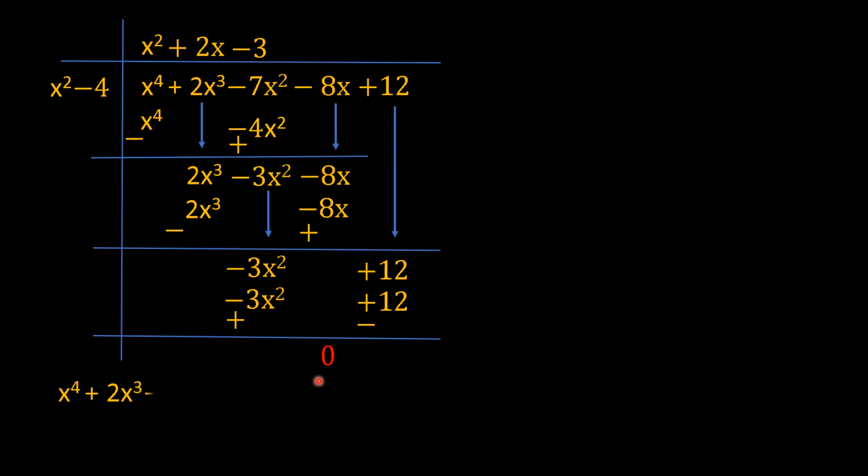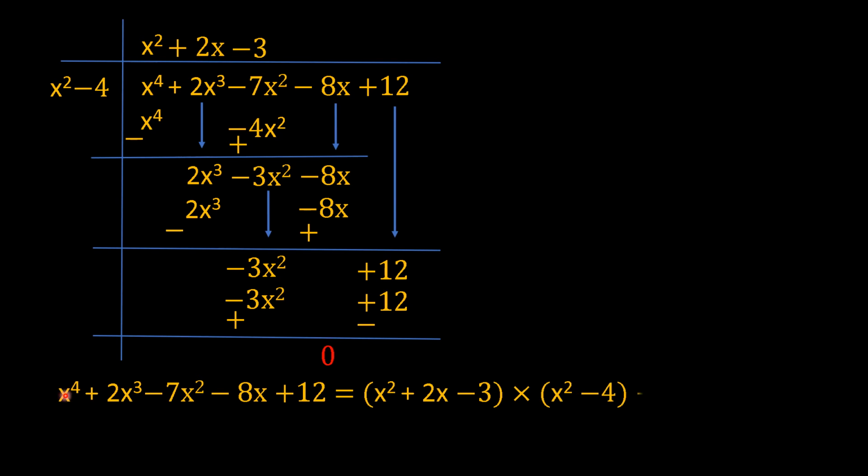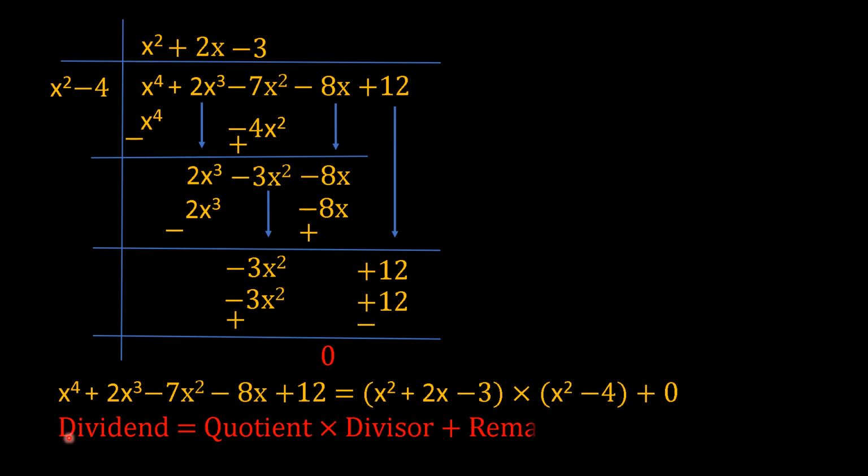We will write the dividend, which is this, equals the quotient, which is x squared plus 2x minus 3, multiplied by the divisor x squared minus 4 plus remainder 0. And we will write the division algorithm as dividend, which is this, is equal to quotient, which is this, multiplied by divisor, which is this, plus remainder.